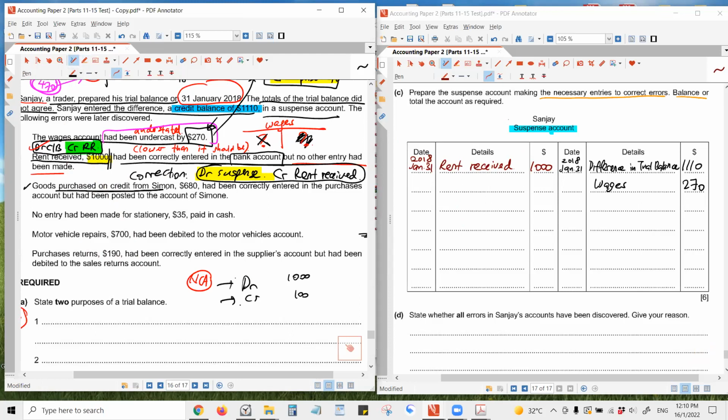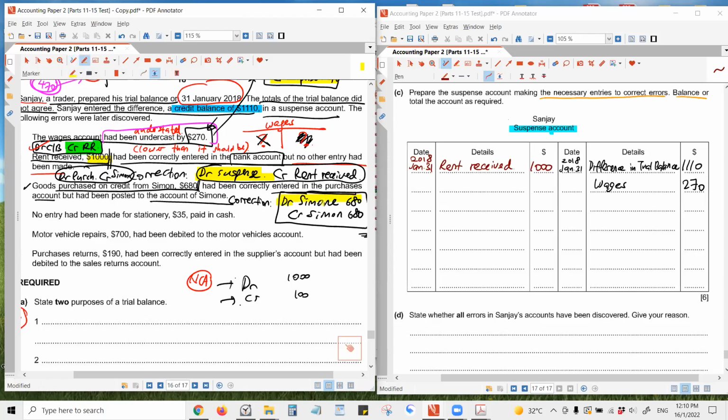Goods purchased on credit from Simon. I remember just now we read this, right? Correctly entered in the purchases account, but posted to the wrong Simon account. So what they have done is they debit purchases, then they credited the wrong account. But would this affect the trial balance? No, this error will not affect the trial balance. If you were to do the correction for this error, you have to debit the wrong account, then you help them to credit Simon. This is the correct correction entry, without touching the suspense account.